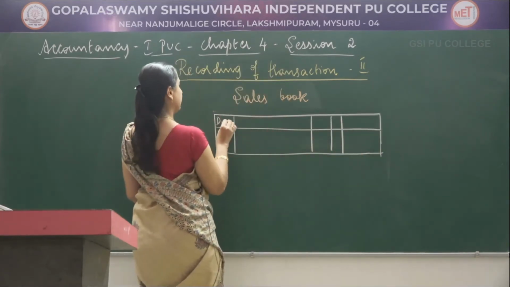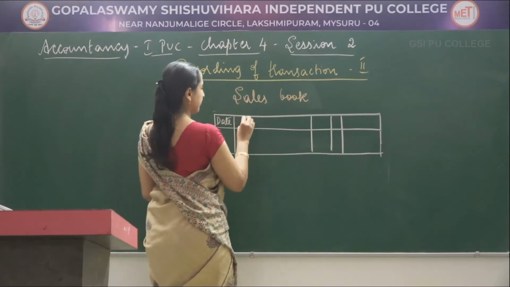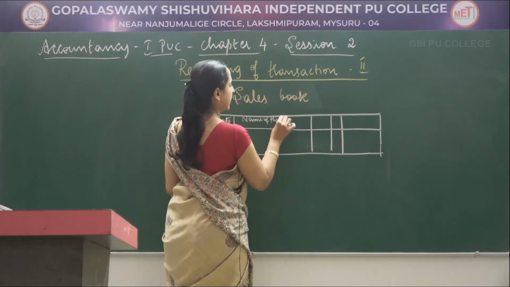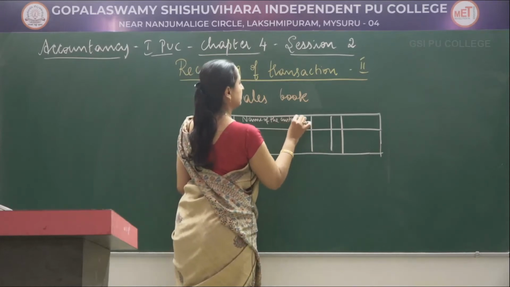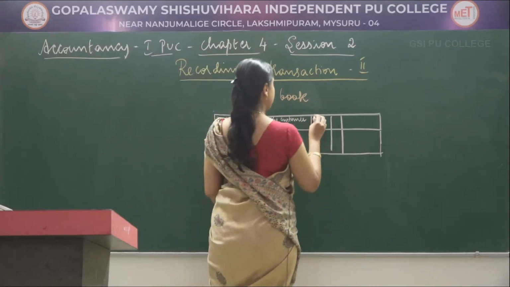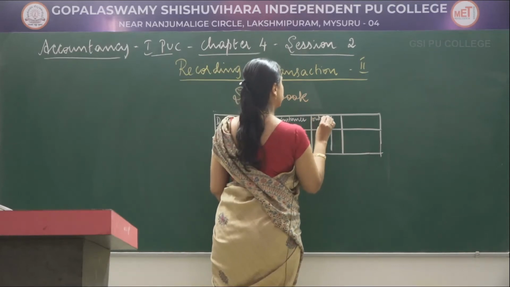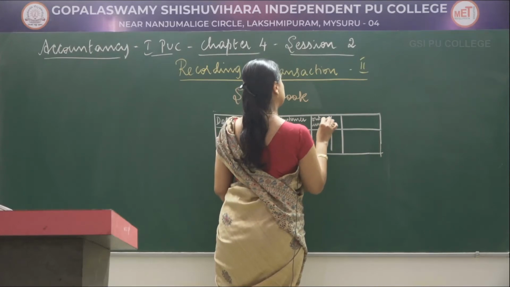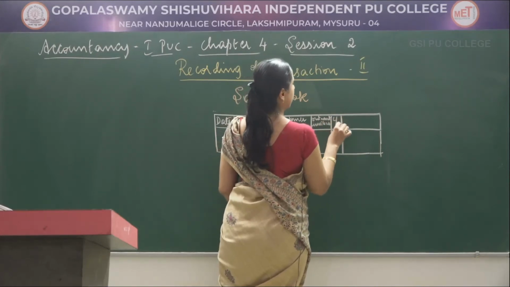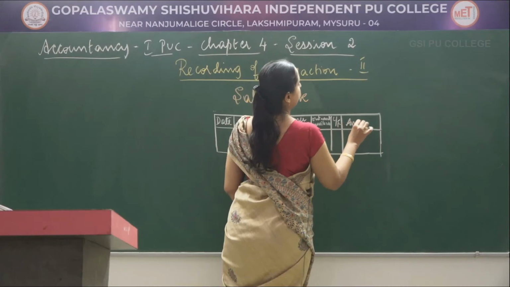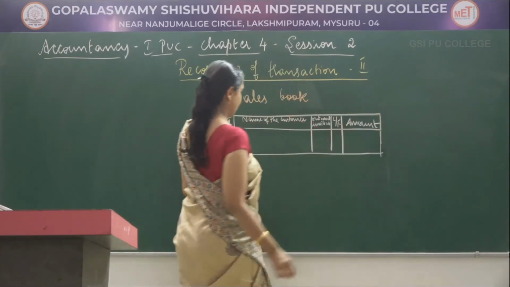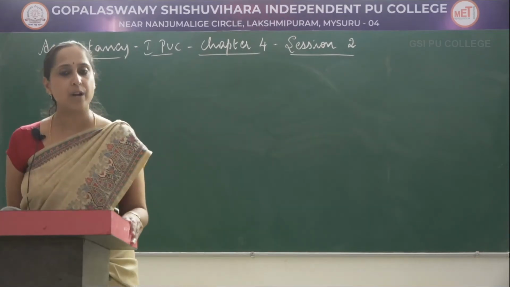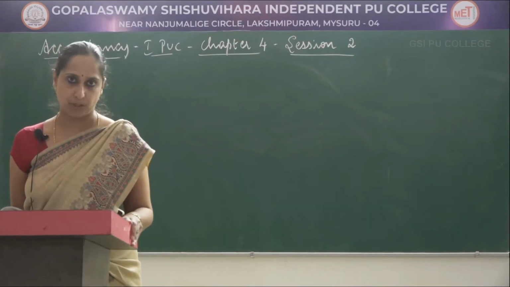Here we write the date. Here we write the name of the customer, that is we write the particulars. This is outward invoice number. This is ledger folio, and here we write the amount. So this is the format of sales book. Now let us do a problem based on sales book.